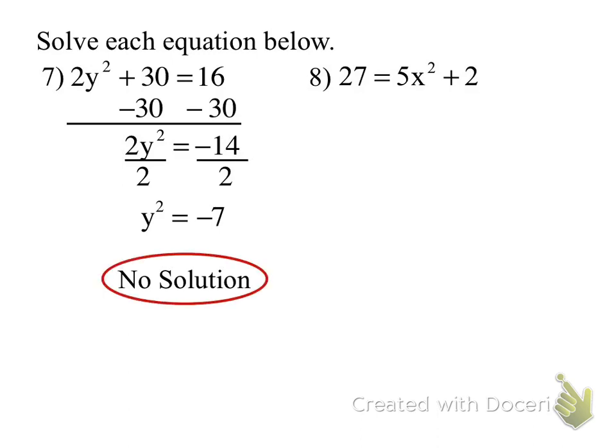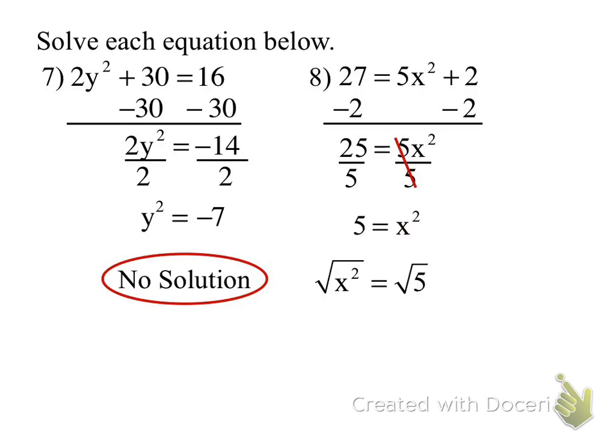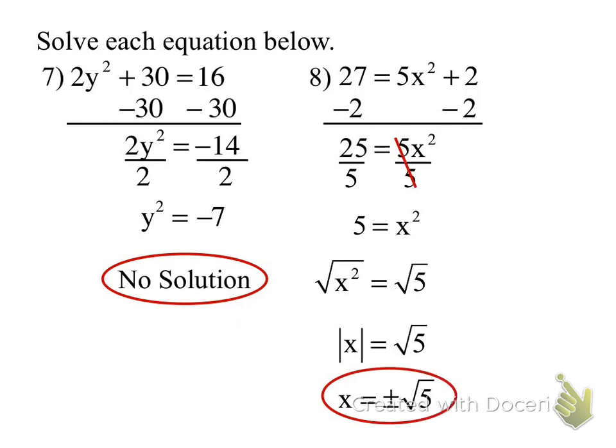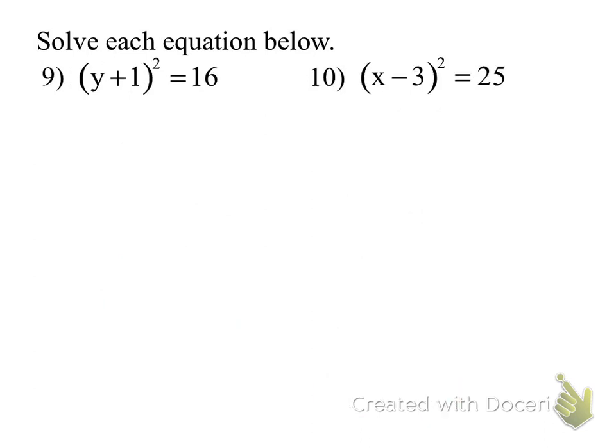I'm subtracting 2, right? And then we divide by 5. We're going to root both sides. And we get the absolute value of x equals rad 5. x equals plus or minus rad 5. You understanding this? Yeah.